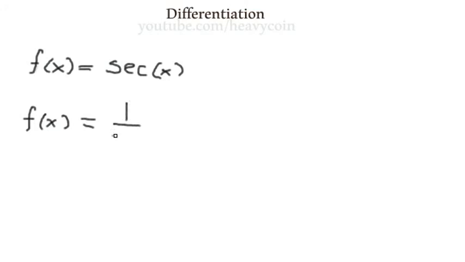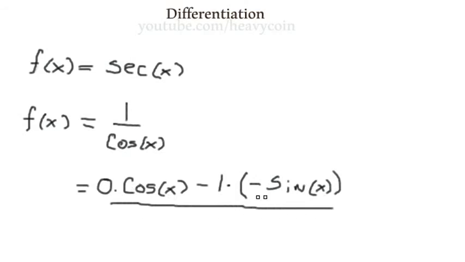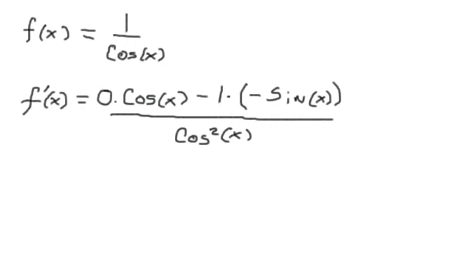So secant x can be rewritten as 1 over cosine x. Now I'm going to use the quotient rule. We take the derivative of the numerator, which is 0, times the denominator, minus the numerator times the derivative of the denominator, and the derivative of cosine x is negative sine x, all over cosine squared x. So this is our f prime of x now. Let's clean this up.